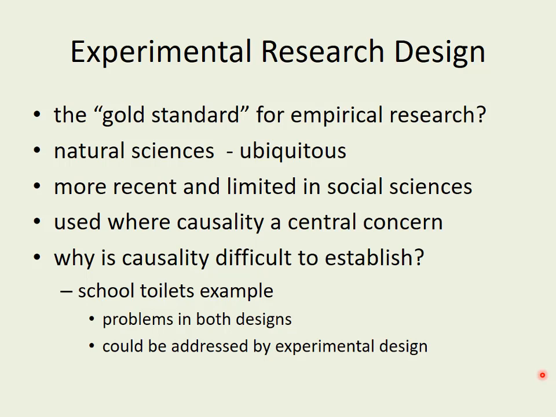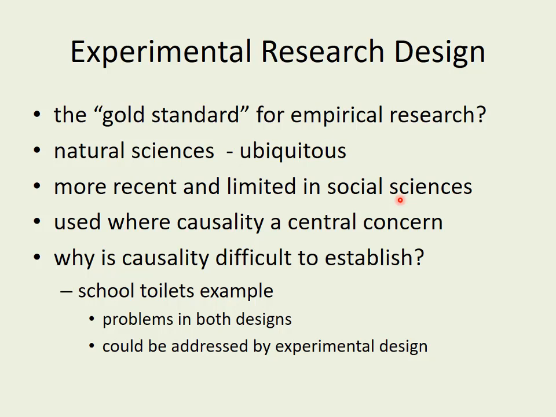So, experimental research design, the common phrase is the gold standard for empirical research, empirical meaning dealing with evidence. And in the natural sciences, it's ubiquitous. If you ask whether this semiconductor is going to be more efficient at conducting electricity without getting hot or at low temperatures, you don't do a survey of what people think. You're going to experiment. But in the social sciences, it's been much more recent and limited, even though it's spreading very fast.